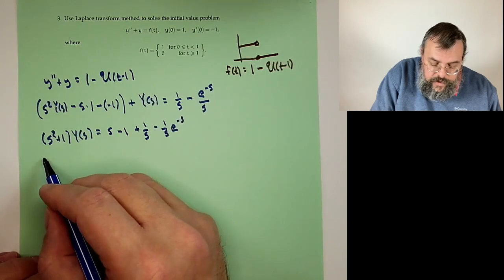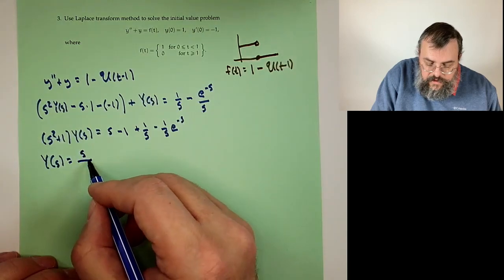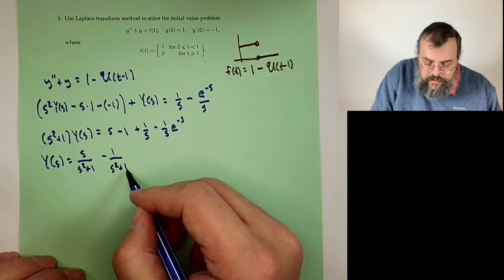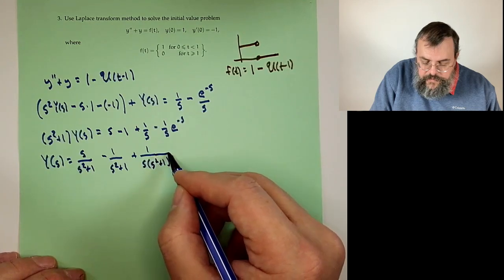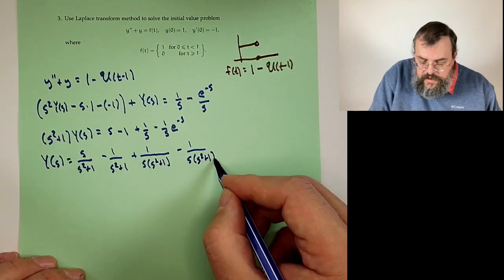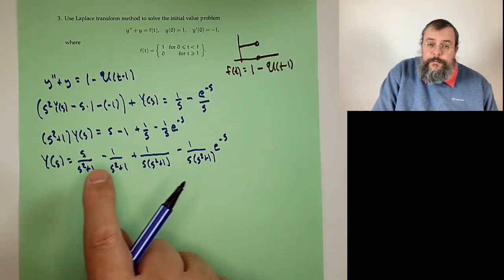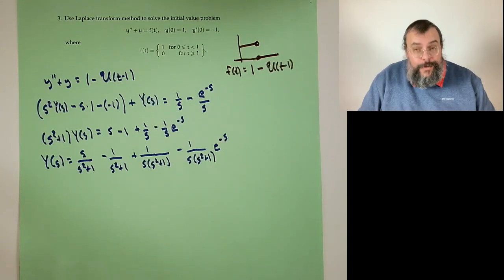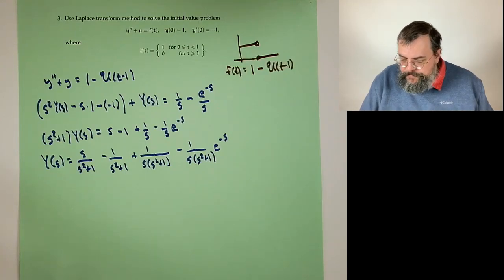So we can say that Y(s), just divide everything: s over (s squared + 1) minus 1 over (s squared + 1), plus 1 over s times (s squared + 1), minus 1 over s times (s squared + 1) and e to the minus s. Now these are actually okay. s over s squared plus 1, 1 over s squared plus 1, thumbs up from us. We like those functions to work with.